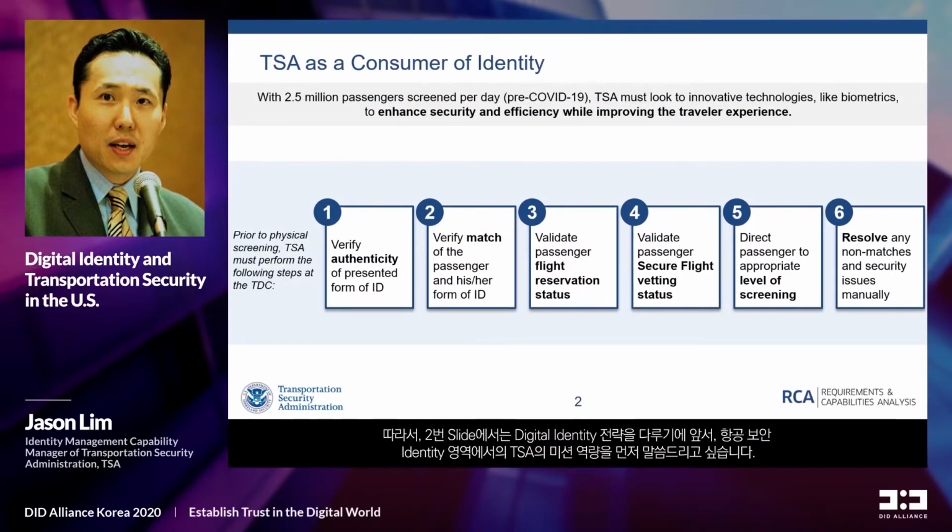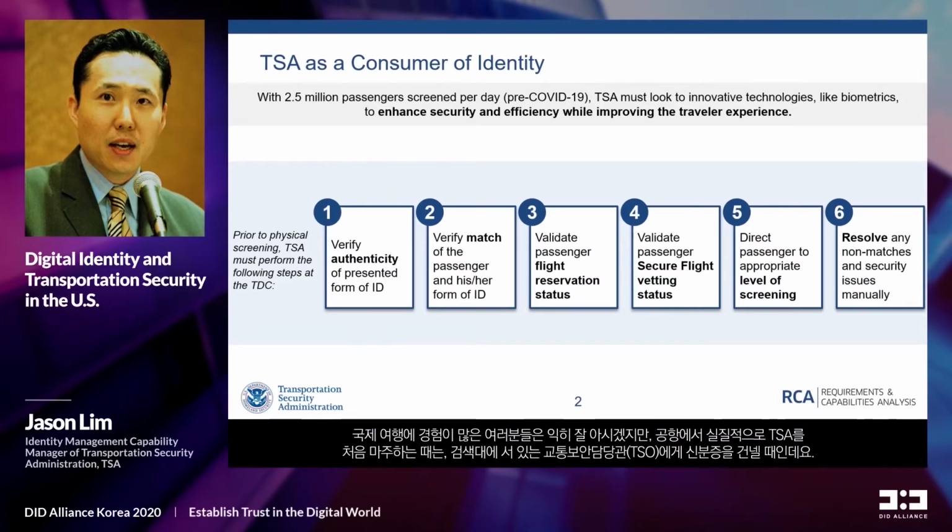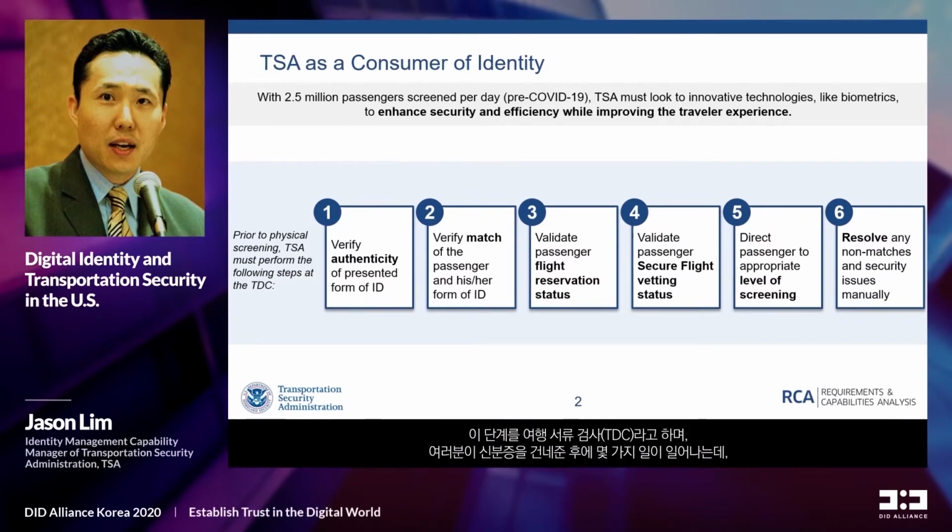So slide 2. Before we get started with the actual digital identity strategy, I'd like to set the context by explaining TSA's footprint in the identity space in aviation security. As an experienced traveler, I'm sure you know that the first time you physically encounter TSA at an airport is when you have to hand over your physical ID to the Transportation Security Officer, the TSO, right? Standing at a podium. This position is called the Travel Document Checker position, TDC as we call it.